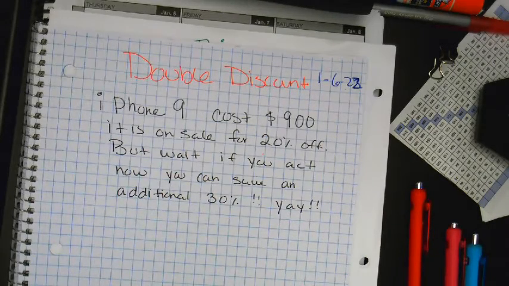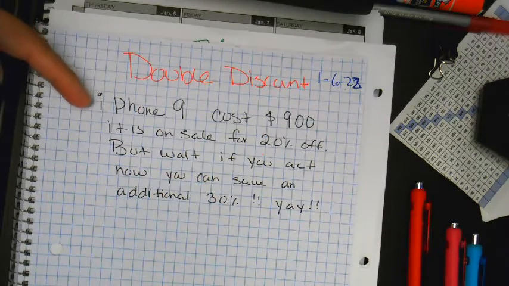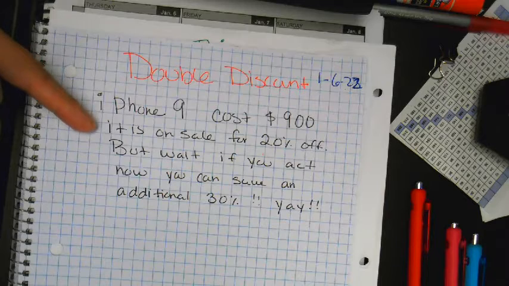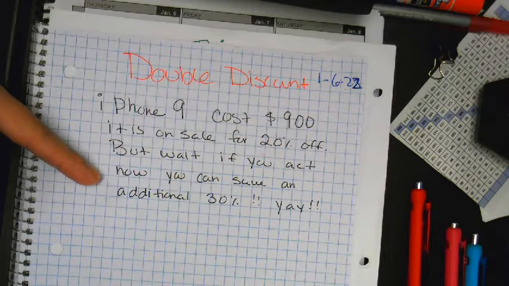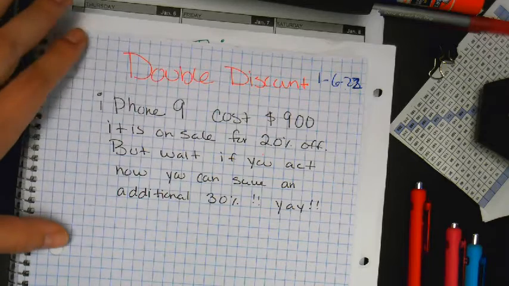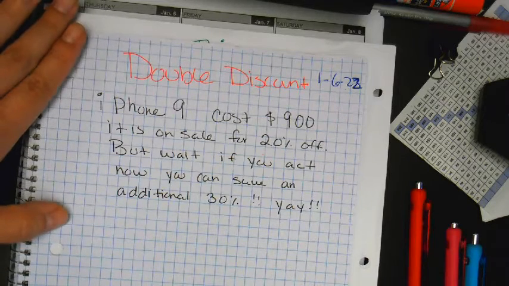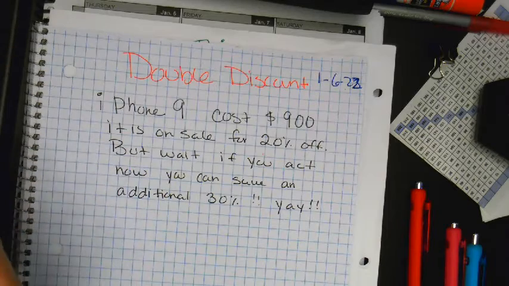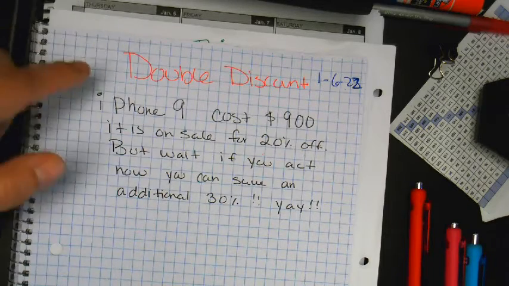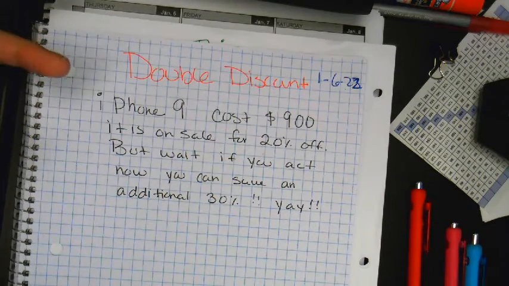No. iPhone 9 costs $900. It is on sale for 20% off. But if you buy it today, you'll get an additional 30% off. Now, I know this one's long, and this will be the only one that's this long, but we need to write it down so you understand when you take a quiz, you'll see it in this format. You'll see it in a word problem.